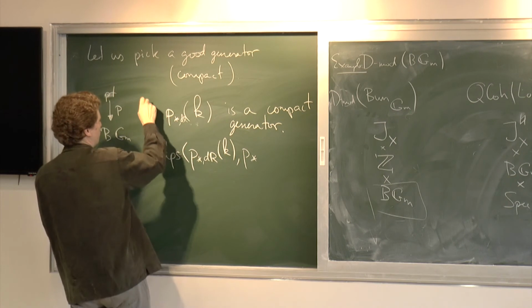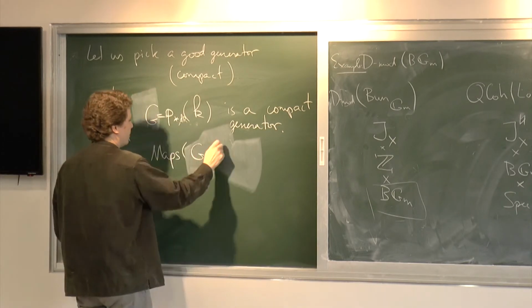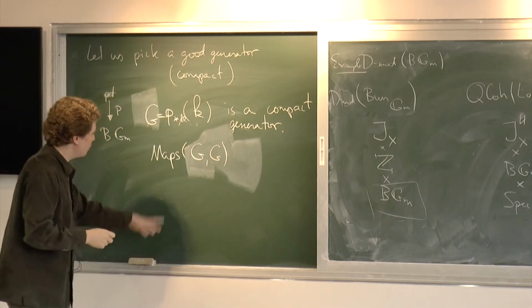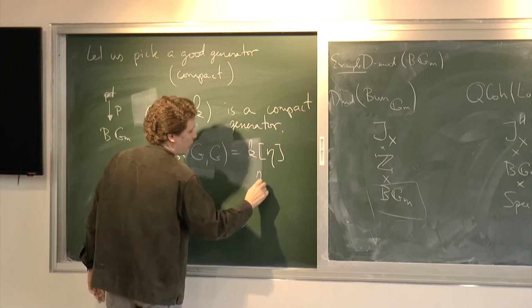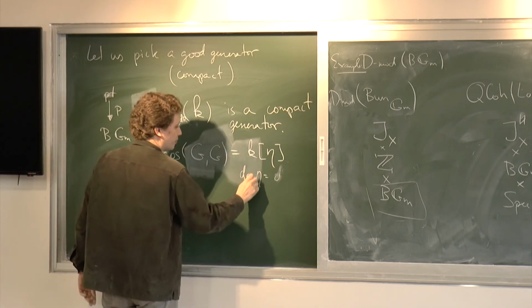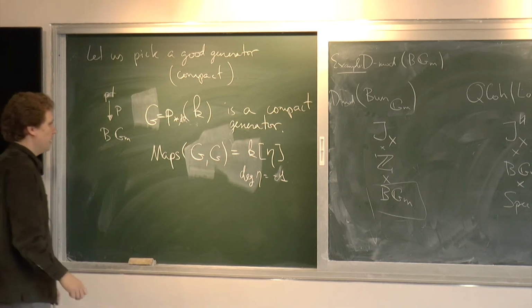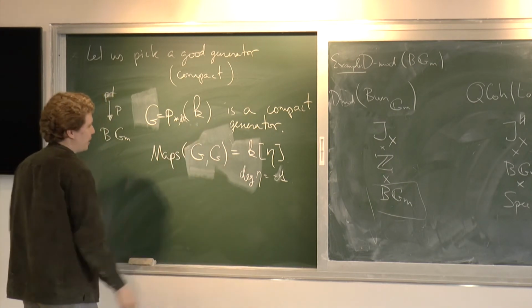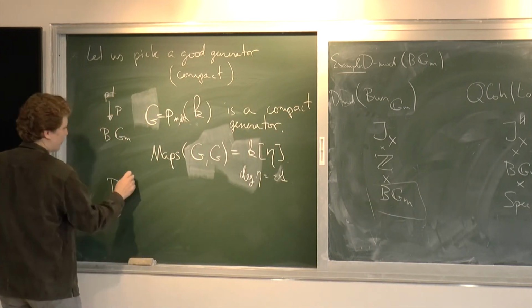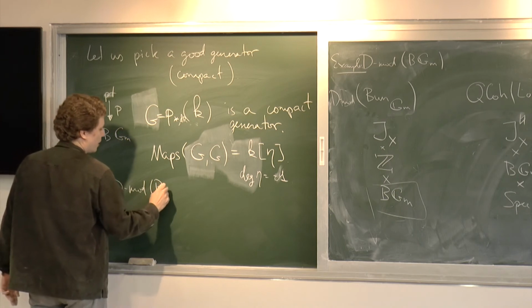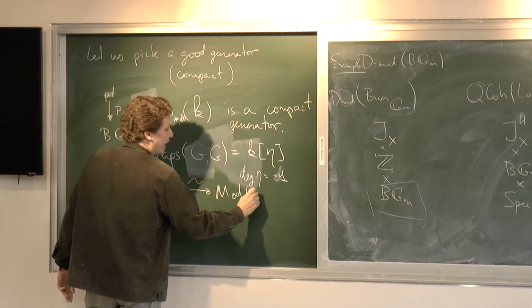Maybe I should call it something. It's a generator, so I might as well call it G. So maps, G is not a group anymore. So maps from G to itself is exactly the algebra with one generator in degree -1. And so we can now use this generator to define the equivalence between the two categories. So the category of D modules on BGM is equivalent to the DG category of modules.